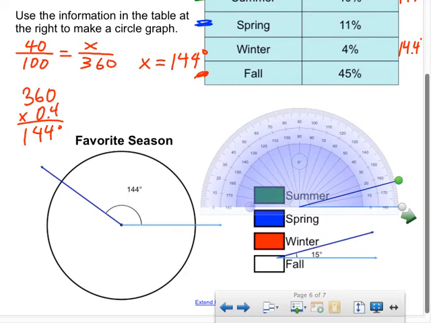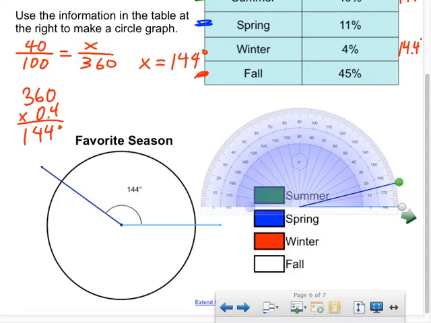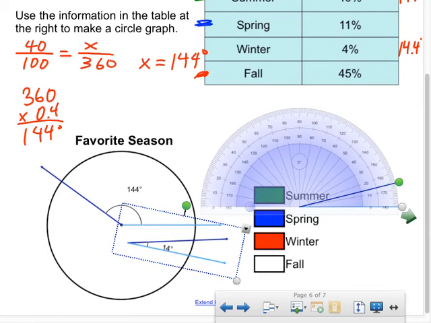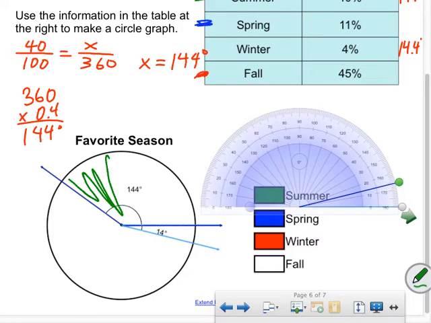Okay, and winter was white and summer was green. Okay, summer was green.